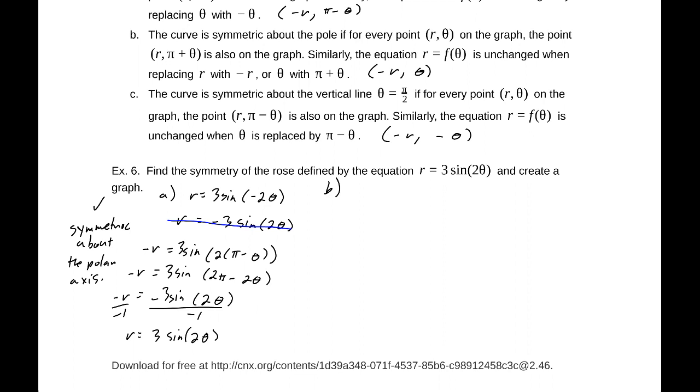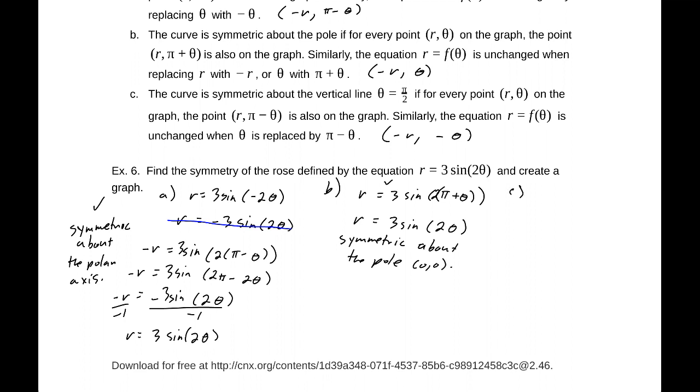All right, next, we want to evaluate at pi plus theta. So 3 sine 2 times pi plus theta. That same identity from earlier tells me this is equal to 3 sine of 2 theta, which is the equation I started with. That's great. All right, so we have symmetry. It's symmetric about the pole, that is (0, 0).